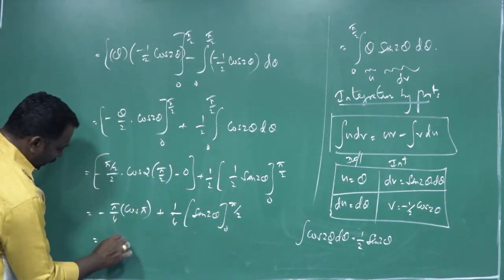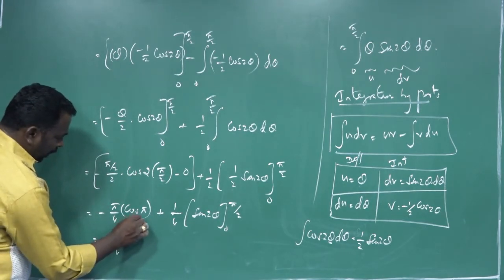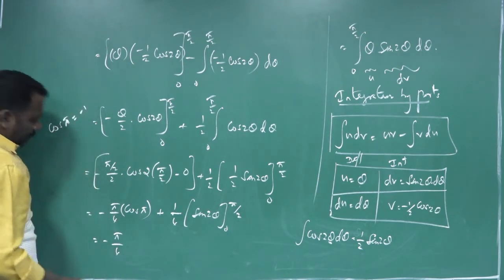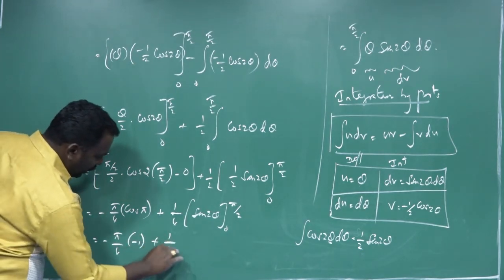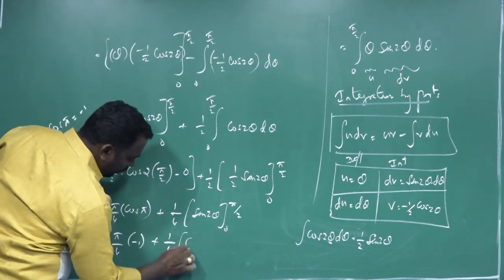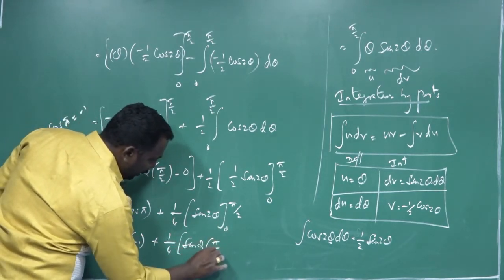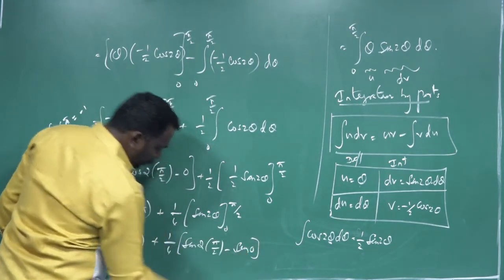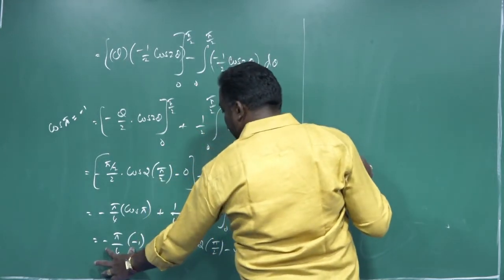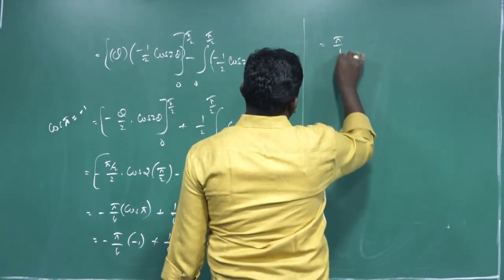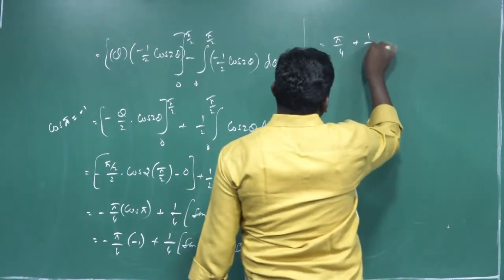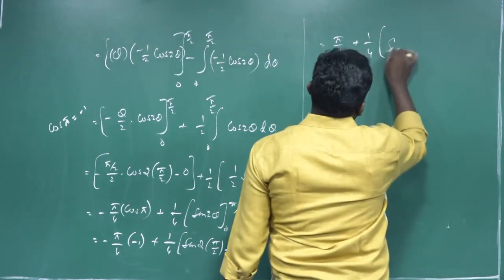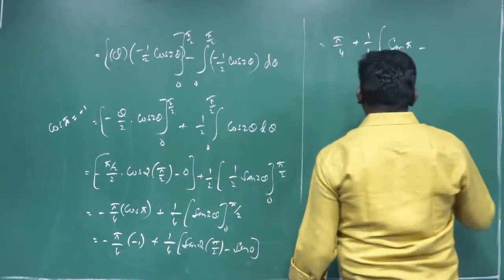That is equal to minus pi by 4 cos pi. Cos pi is equal to minus 1. Therefore it is minus 1 plus 1 by 4 within the bracket, upper limit: sin 2 into pi by 2 minus sin 2 into theta equal to 0. Now next line, this multiply: minus plus pi by 4 plus 1 by 4 outside, and the 2 is cancelled: sin pi minus sin 0 equal to 0.